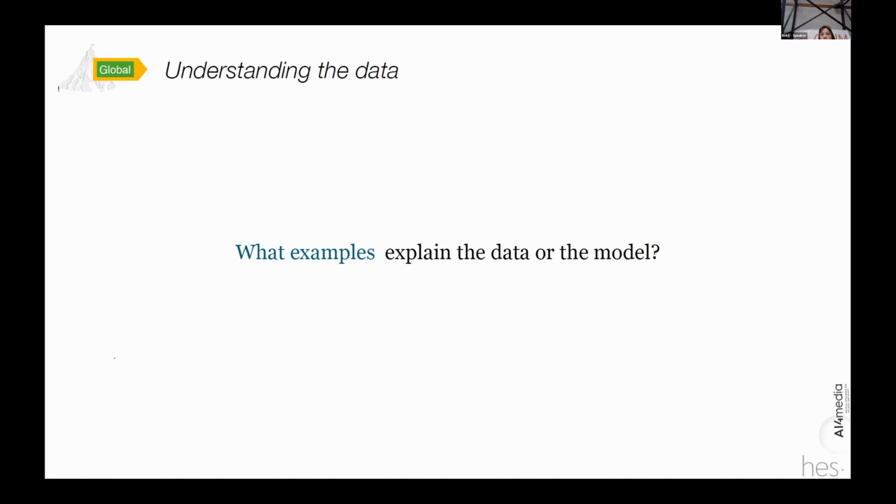methods. So starting from understanding the data, there are a few techniques that I want to mention that are not just PCA or UMAP of the data that you're working with: understanding what kind of examples can explain the data, and also what kind of example can explain the data according to the model representation.